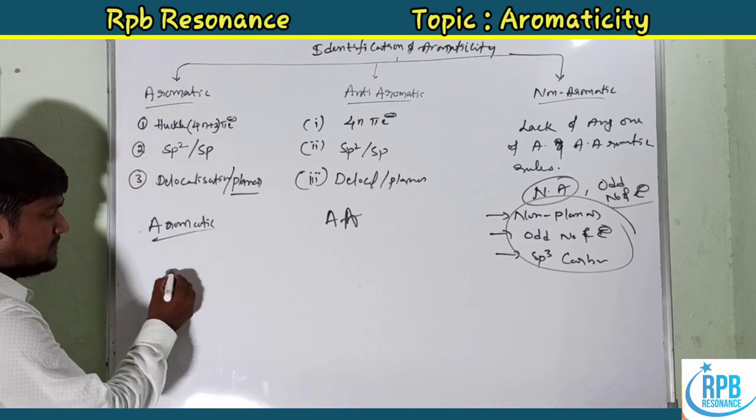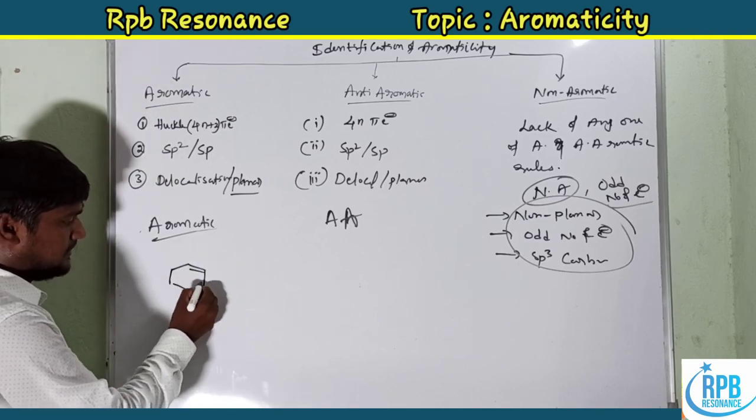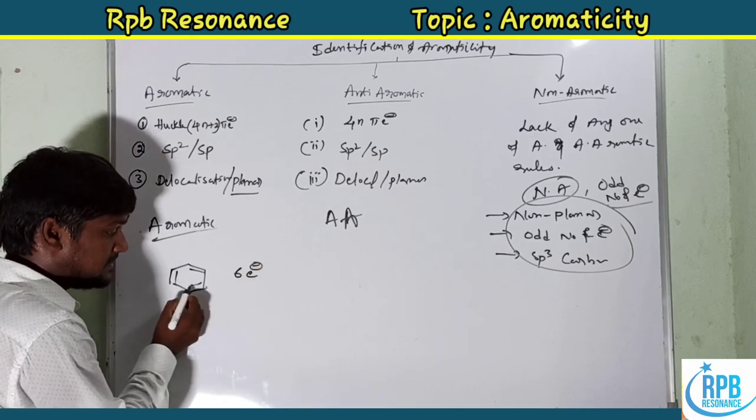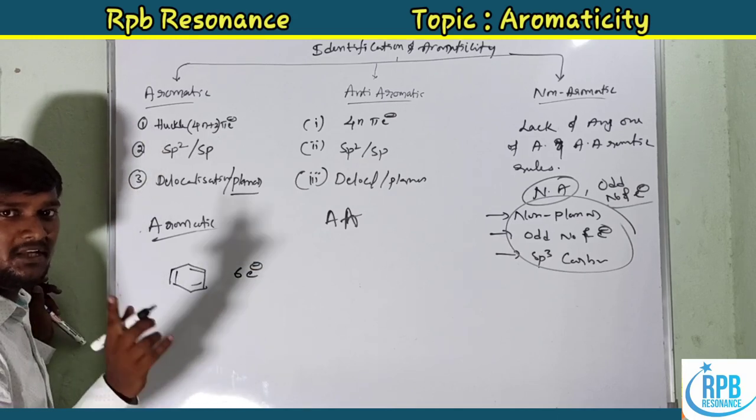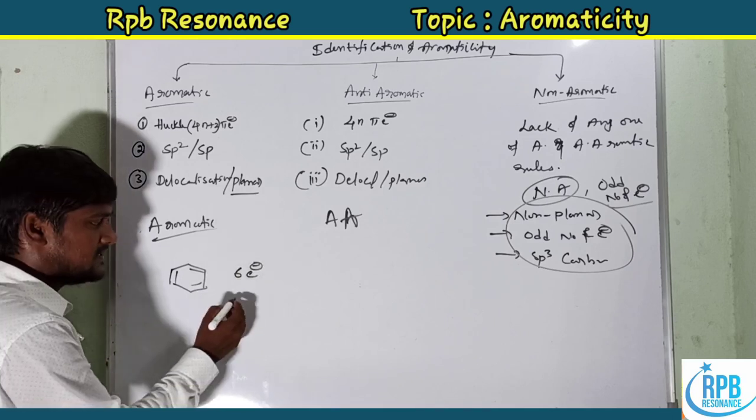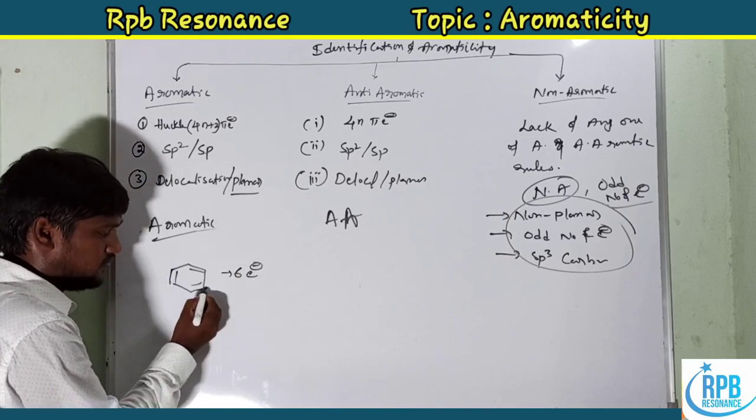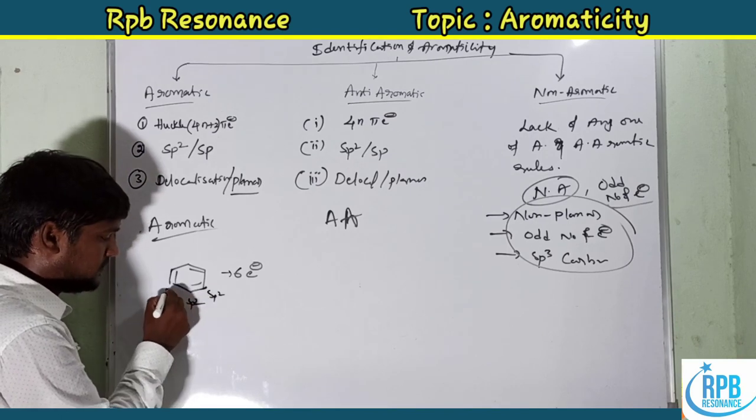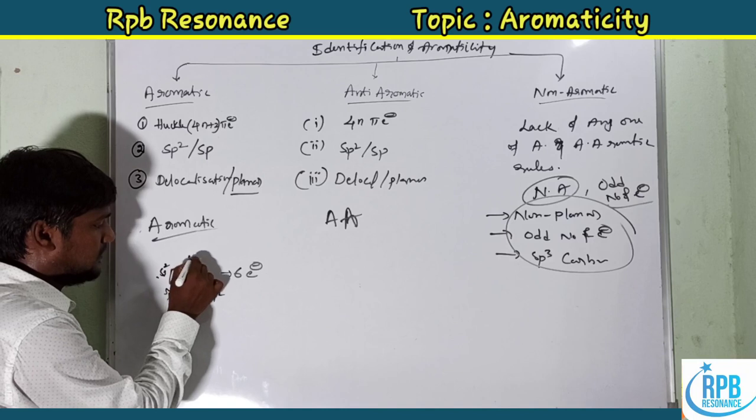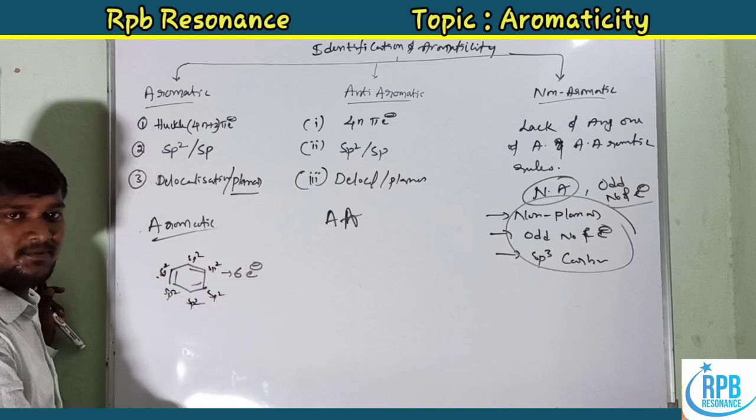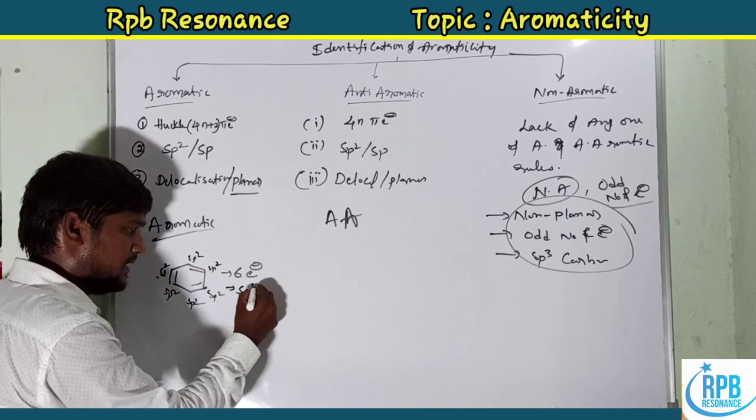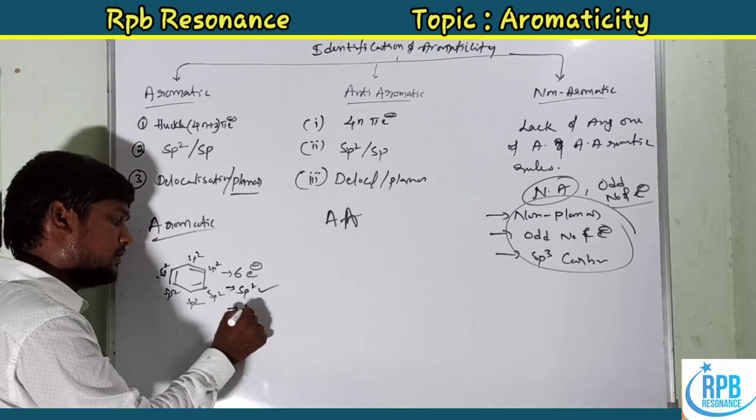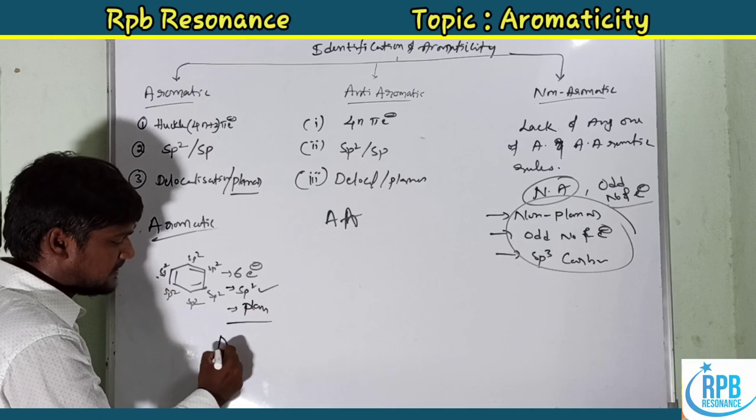So here is the best example, benzene. Here the number of pi electrons is six: 3 pi bonds, that means 6 electrons, each bond having 2 electrons. All are sp2, since the carbons attached by a double bond are sp2, so the second rule is also obeyed. Now the third rule: it participates in the delocalization, that's why it is a planar molecule. So if three rules are obeyed, then it is aromatic.